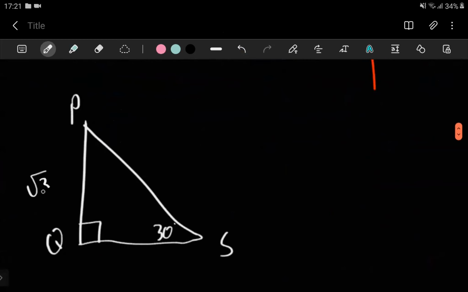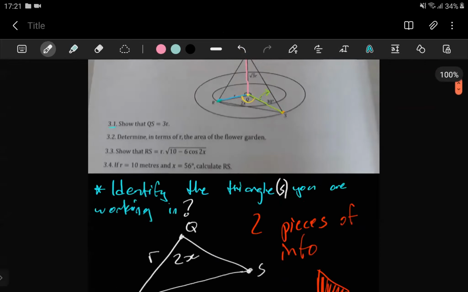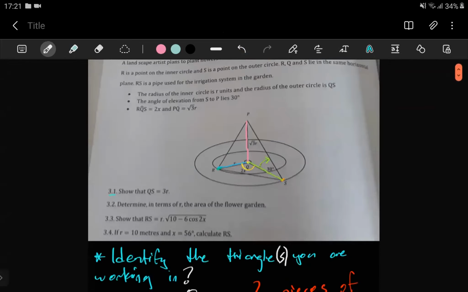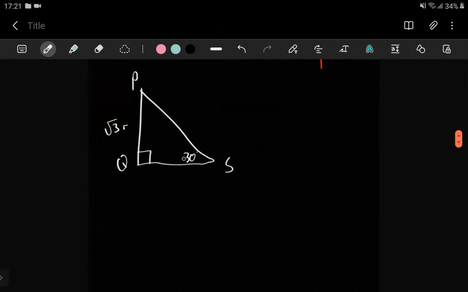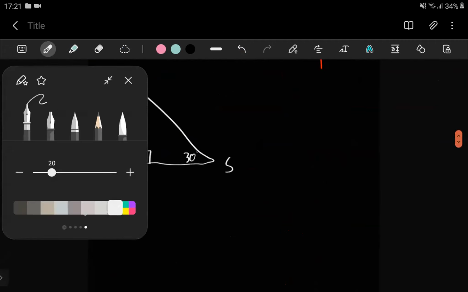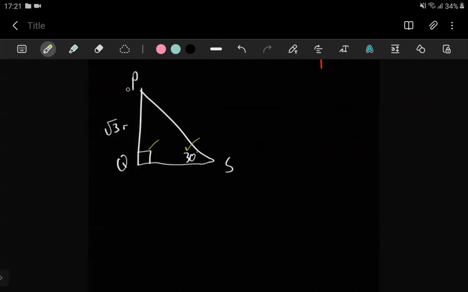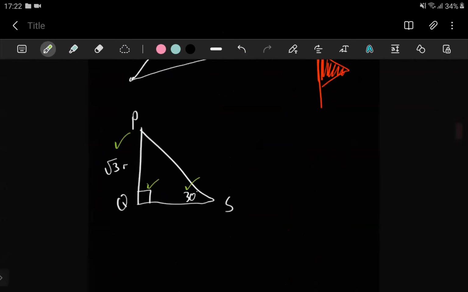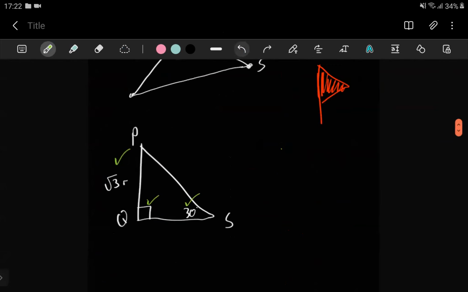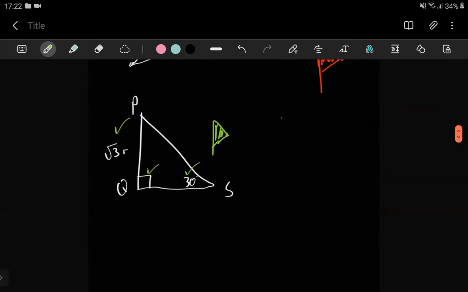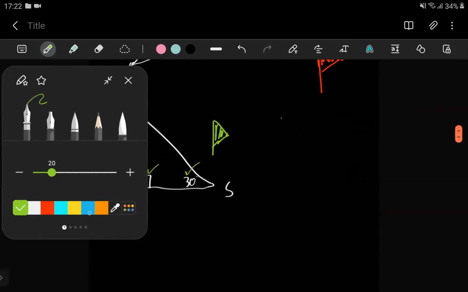Square root of 3 with r over there. Now, the big idea with everything that we are doing here is that you can already see this one at least has three things. The 90-degree angle there counts. You see, there's an angle here, angle there, and then side there. So this one is definitely a green flag. So we can definitely use this triangle here. We've identified the triangle we're working in, because that automatically simplifies everything.